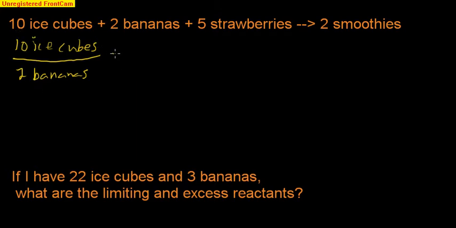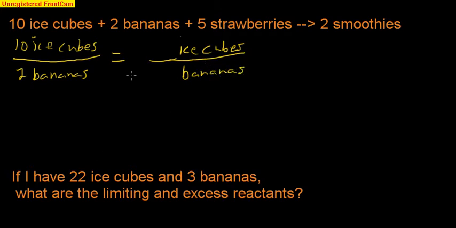So I'm going to set up a ratio. In a ratio, whatever unit I put on top must stay on top. It doesn't really matter what you put on top. Bananas could have gone on top, ice cubes could have gone on bottom, but whatever's on top needs to stay on top. So I'm going to put my ice cubes on top, in the numerator, and in the bottom I'm going to put bananas.